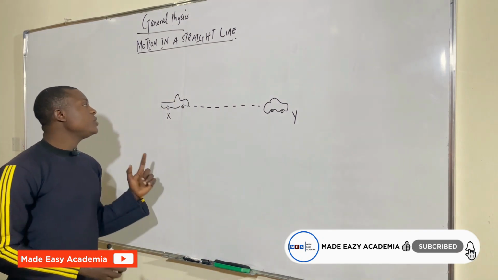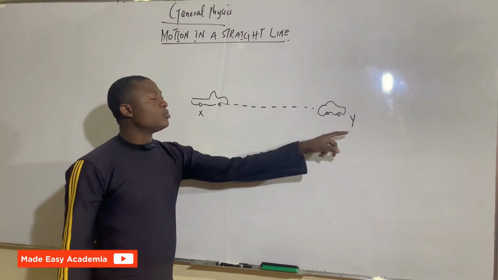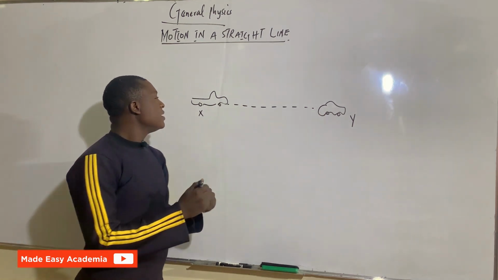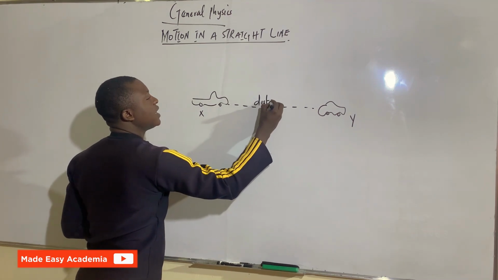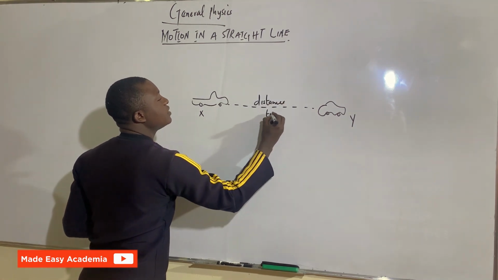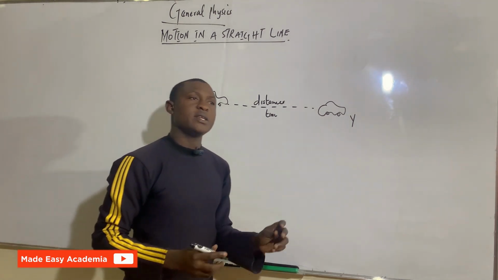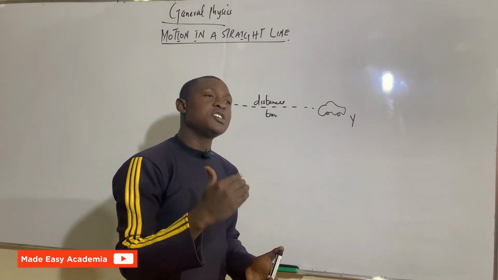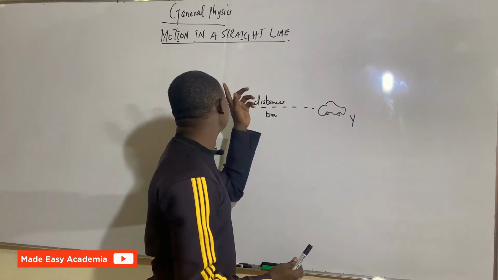So for example, let's say we have a car. A car moves from point X to point Y. You can see clearly from here, the object covers some distance. At the same time, it takes time to move from X to Y. That's what we mean by motion. When the object changes its position from one point to another with respect to time, that is what we call motion.